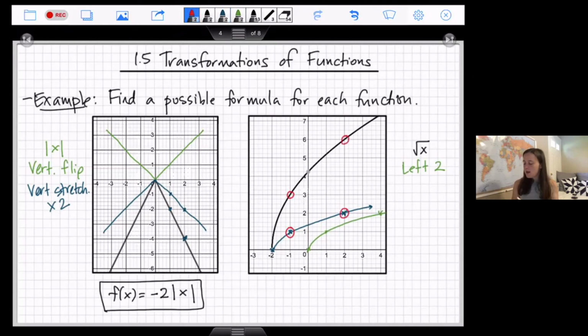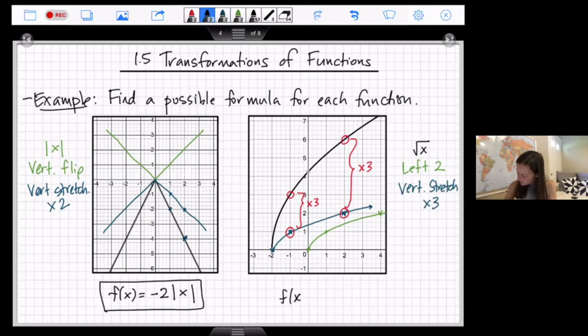And again, stretching happens by multiplying. Multiplying a y coordinate of 1 to 3, it's multiplying by 3. Same thing has happened here, right? A y coordinate of 2 turning into a y coordinate of 6. I've multiplied by 3. So this is another vertical stretch, this time times 3.